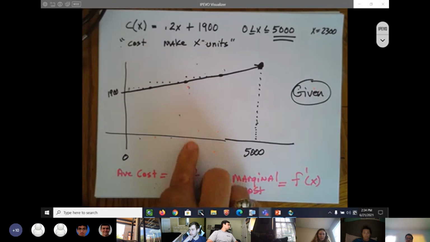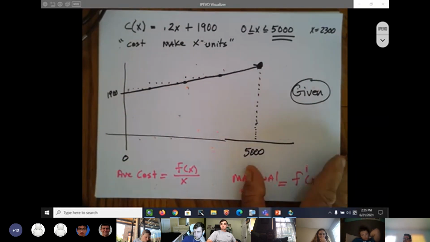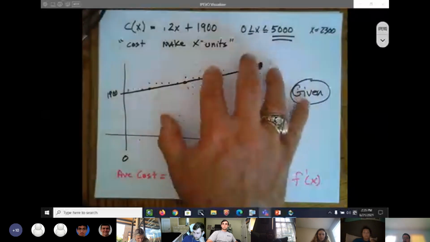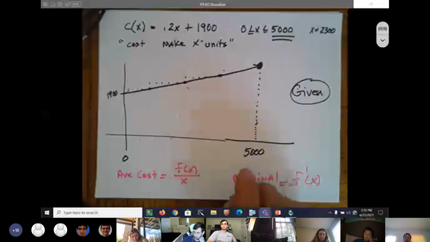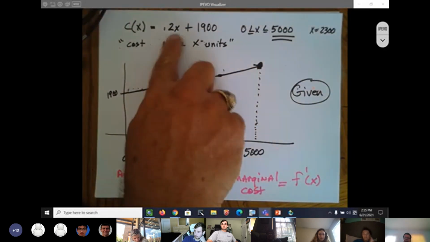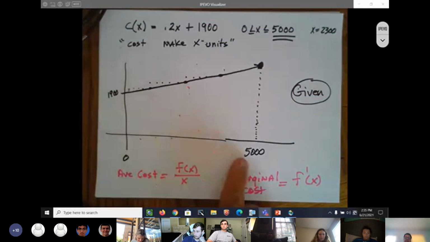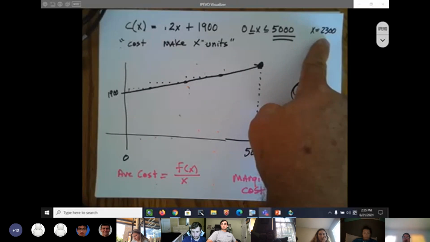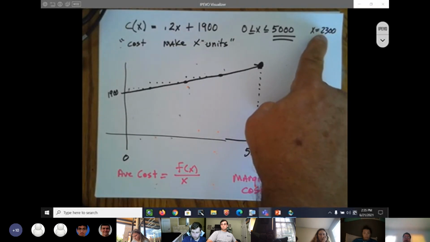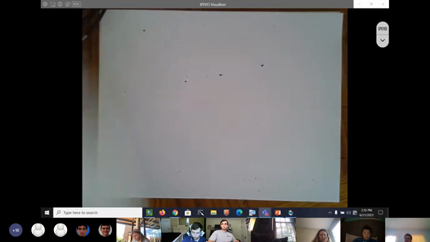All right, so there's your graph, and I'm going to go ahead and go to the next page. Now, what did I do here? Notice what I did. I made sure I knew what was going on with the problem. I graphed it. I made sure my domain was here, 0 to 5,000. And I know that x is equal to 2,300 units. So they're going to ask me about that 2,300 units somewhere in the question.